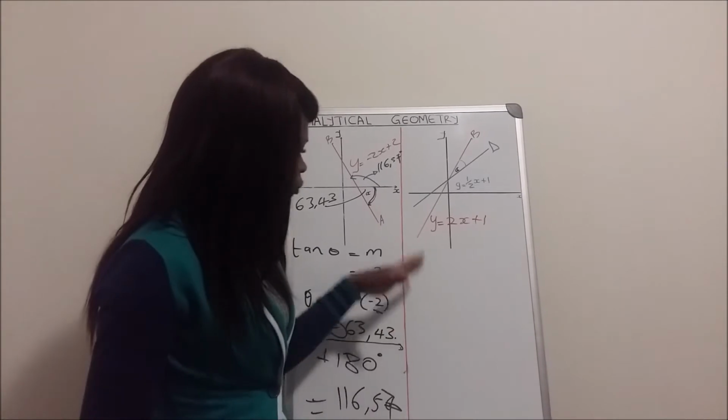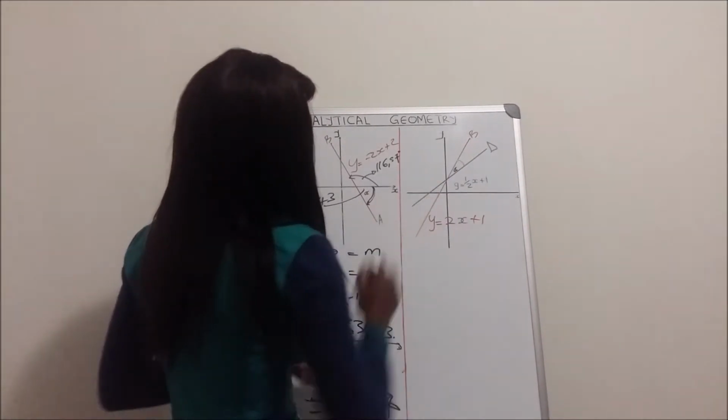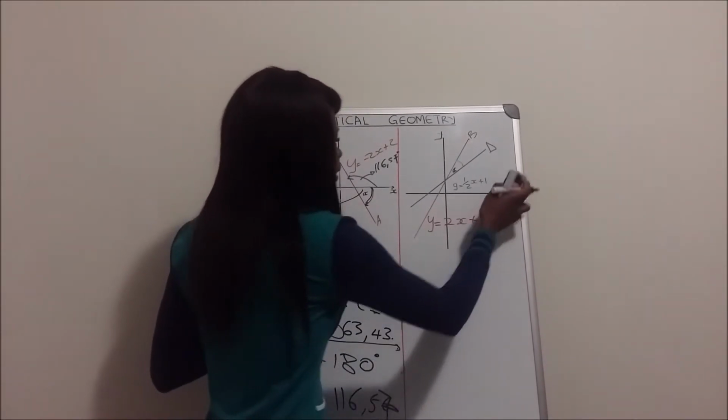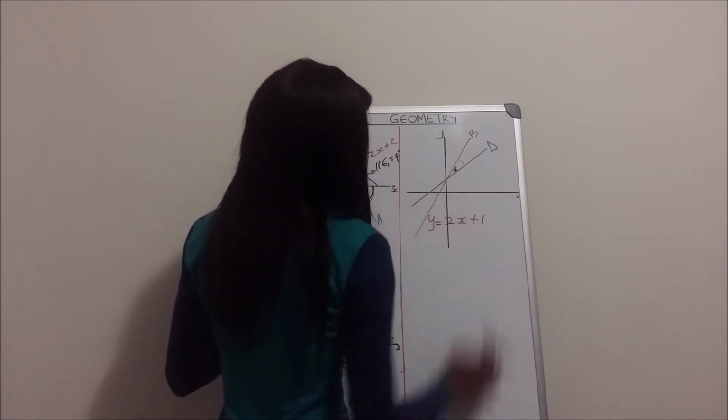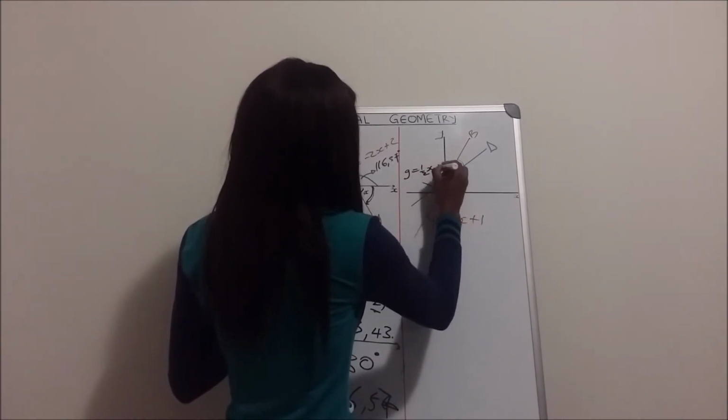Alright guys, from this we already have the gradients. Then to find the value of that angle, what we do here is, for example, let me just take out this one: G is equal to 1/2x plus 1.